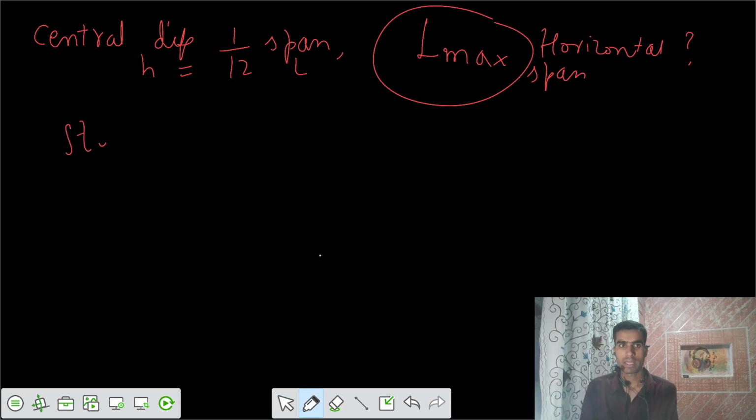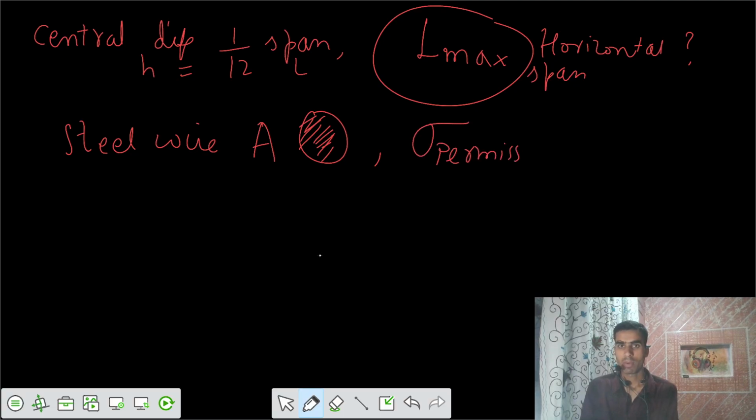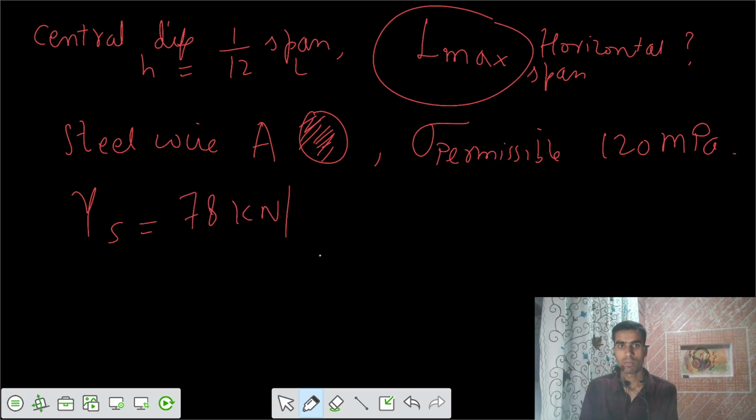For this, we have a steel wire of some cross-section area A, with a permissible stress sigma of 120 megapascal, and the unit weight of the steel, gamma, is 78 kilonewton per meter cube. We need to get the maximum length we can have between two supports.